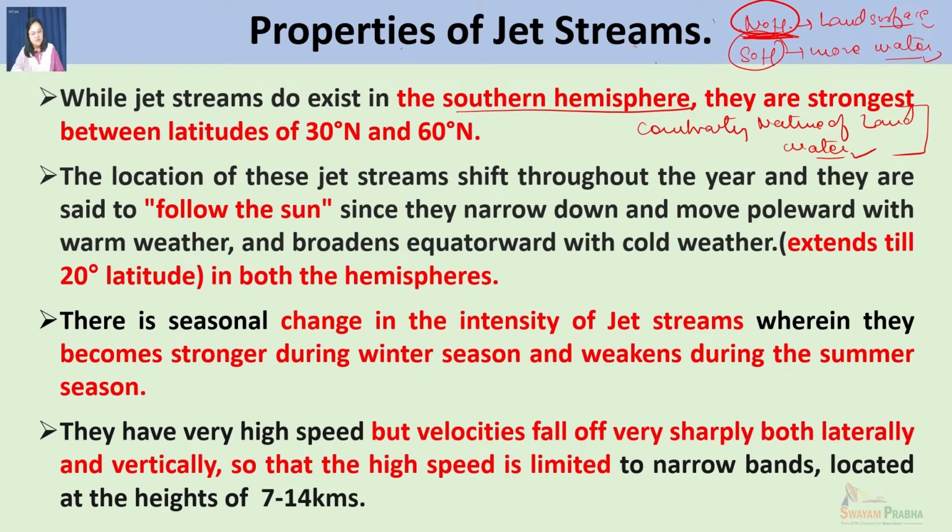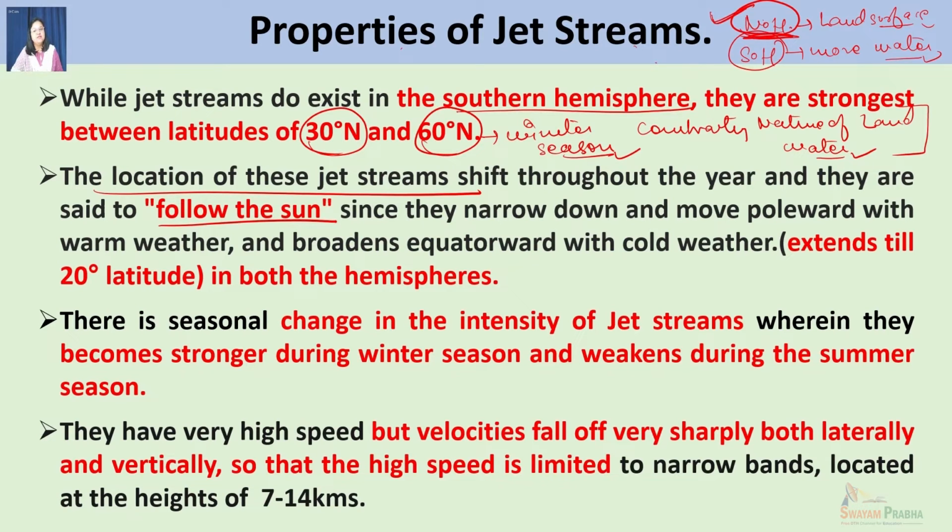Therefore, the northern hemisphere experiences more developed, stronger and more extensive jet stream formation, especially between the latitudes of 30° north and 60° north, primarily during the winter season. Besides this, the location of jet streams also shifts throughout the year and they are said to follow the sun. As we have discussed earlier, with the apparent northward and southward movement of the sun, the location, the dimension and the extent of jet streams also shift.